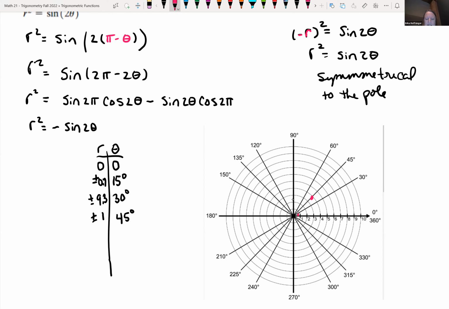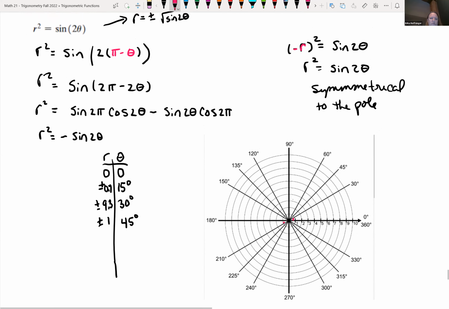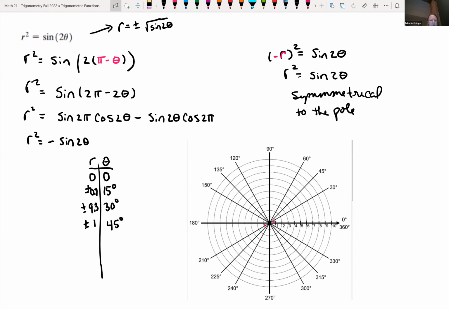Symmetrical with a pole, so that basically is changing my signs. Right here, at 30 degrees, we have 9, did I say 9.3? Something off there. 30 degrees, at 60 degrees.